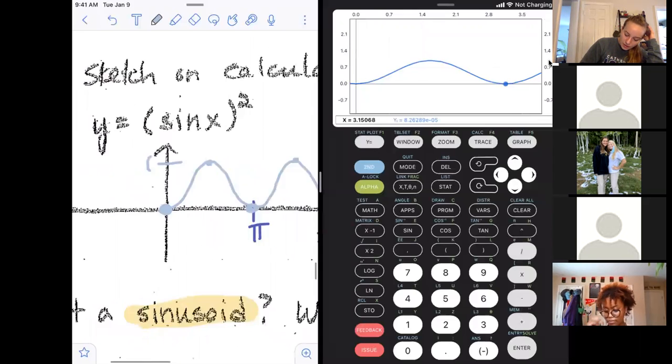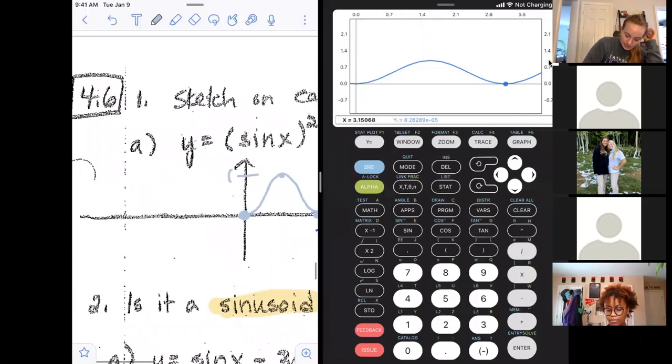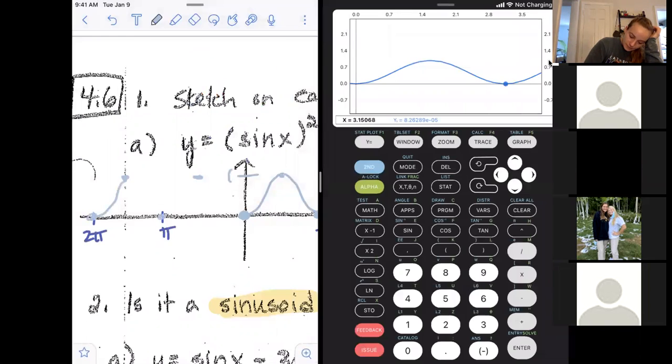So I could also do it on the other side. Let's say this is my 2 pi, and this is my pi. I've got zeros again on 2 pi and pi, and then I'm the highest in between them somewhere. Why doesn't it go below 0? Because of how the square works. When we do sine of something and then we square it, it makes it a positive number.